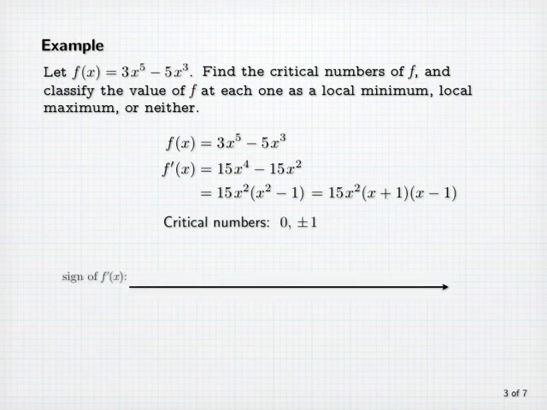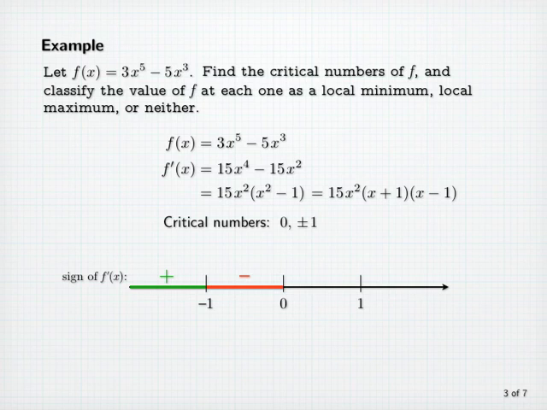Now let's make a rough sketch of the sign of f prime on each side of all three critical numbers. Now let's note that the sign of f prime is completely determined by the product x plus 1 times x minus 1, since x squared is never negative. Now when x is less than minus 1, both of those factors are negative for a net positive value for f prime of x. Between minus 1 and 0, x plus 1 becomes positive, while x minus 1 is still negative, and so f prime of x is negative between minus 1 and 0.